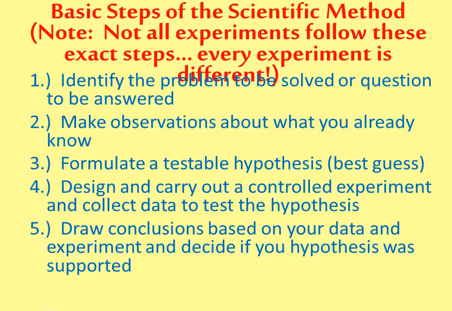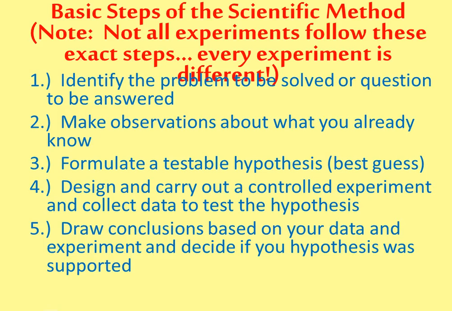The second step is to make observations about what you already know. Typically for a scientist, this would involve reading widely about the topic and finding out what other experiments have already been done related to that topic. The third step is to formulate a testable hypothesis. Again, the hypothesis is the scientist's best guess about what will happen during the experiment.